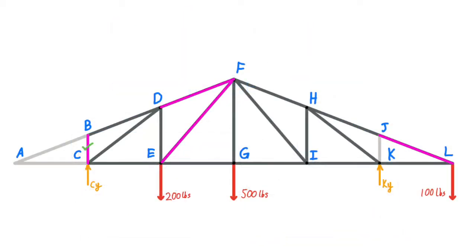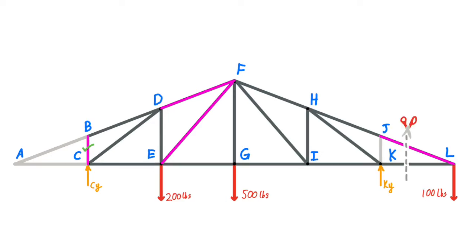Now remember, BC is one of the members we were asked to find, so we've now finished 25% of our problem. Next, let's move on to finding the internal force in member JL by using the method of joints. To do this, we will imagine using some giant scissors to cut through every member at just one joint to look at all the internal forces as well as any external loads or supports at a certain joint.